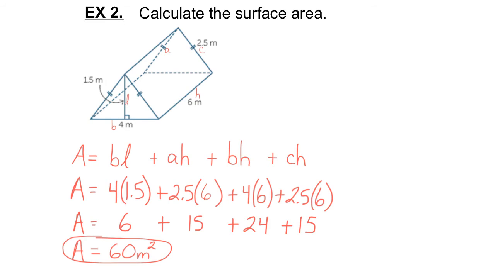So this is getting the surface area using the formula. You could also analyze each individual face. So find the area of this triangle, find the area of the same triangle again. Then you have 3 different rectangles, a 6 by 2.5 rectangle, a 4 by 6 rectangle, and then another 2.5 by 6 rectangle. If you add up the areas of all of those faces, you'll get the same surface area at the end, 60 meters squared.